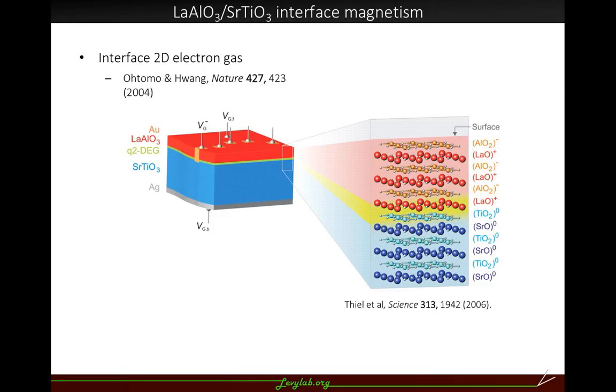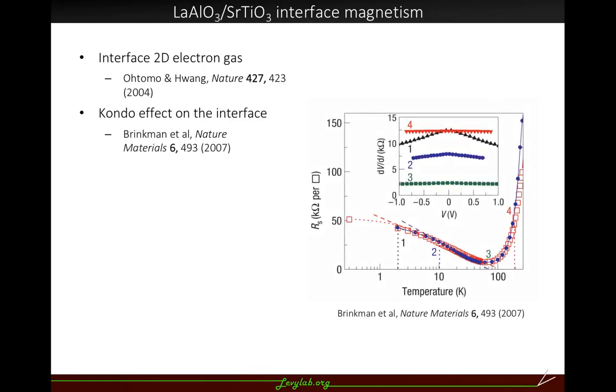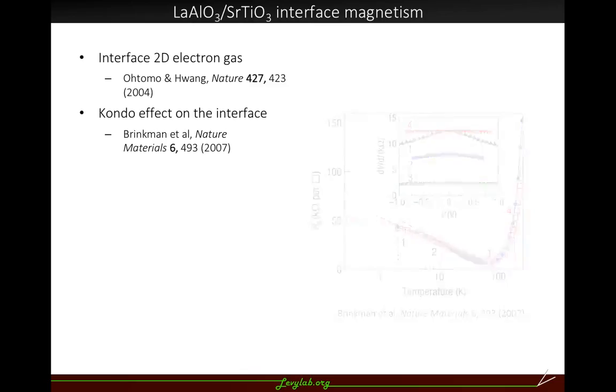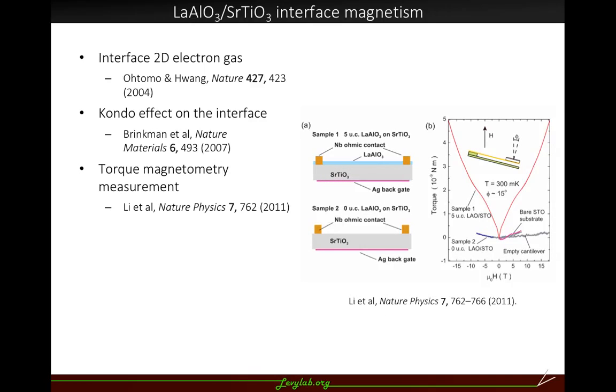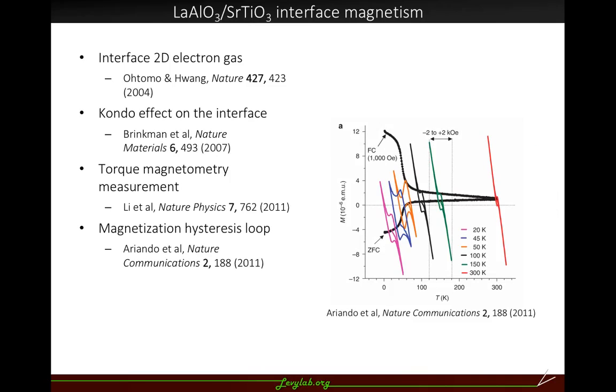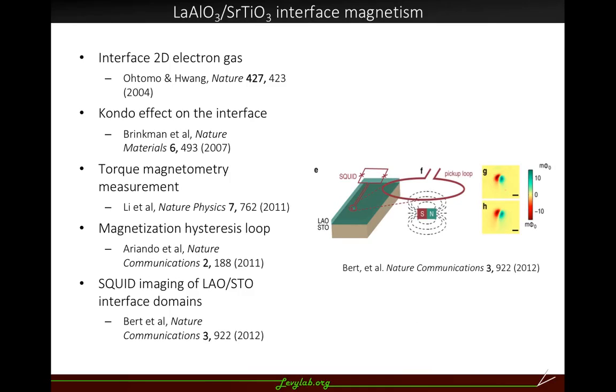So the high mobility two-dimensional electron gas was found in 2004, and in 2007, people also found the signature of magnetism with this large Kondo effect at low temperature. This magnetism was measured with torque magnetometry, and they found the magnetism could only be measured on the interface, but not in bulk STO material. And in 2011, the hysteresis loop was seen even up to room temperature, and the ferromagnetic patches were imaged by scanning SQUID as well.